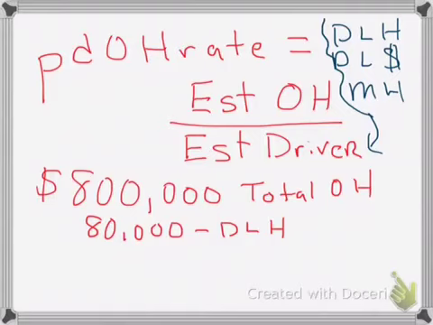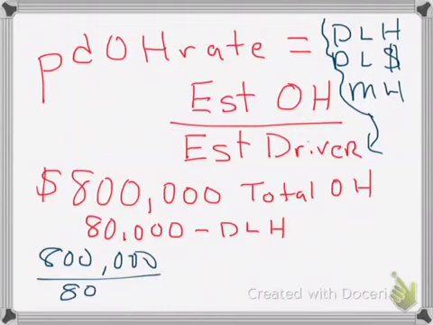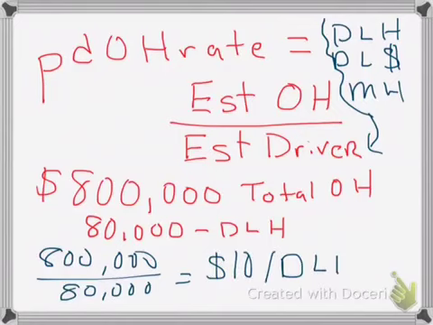So what we see is that our overhead is 800,000, our direct labor hours are 80,000. So what we would do is we would take the 800,000, we would then divide that by 80,000, and what we get is $10 per direct labor hour. And so that is how we would find our predetermined overhead rate. Now remember, predetermined overhead rates are what we use to allocate our overhead cost.